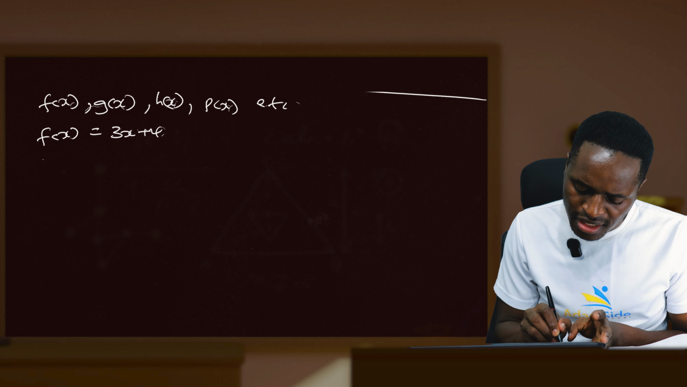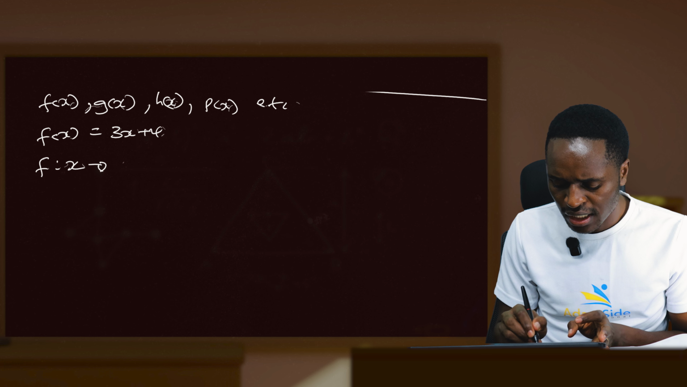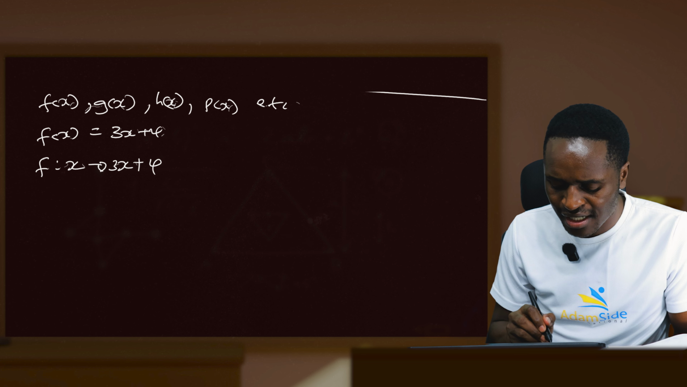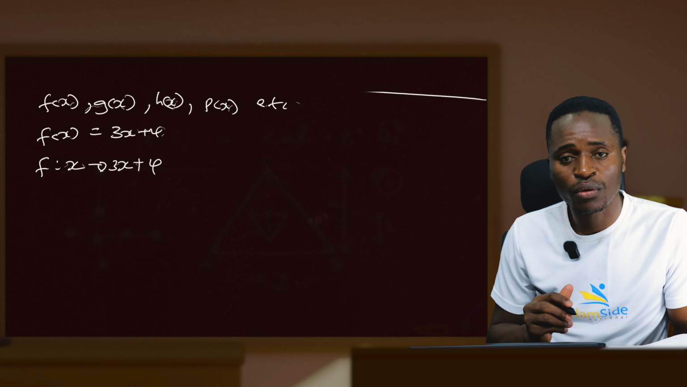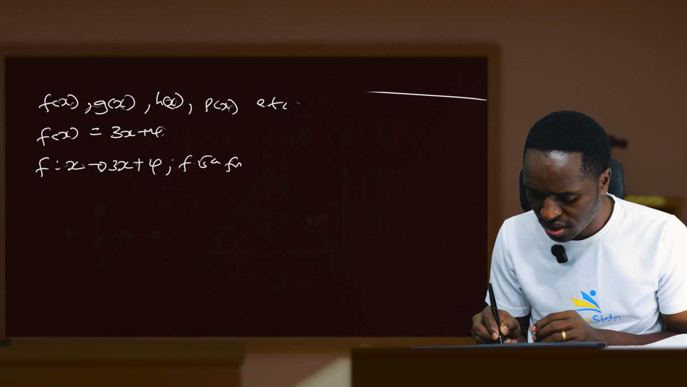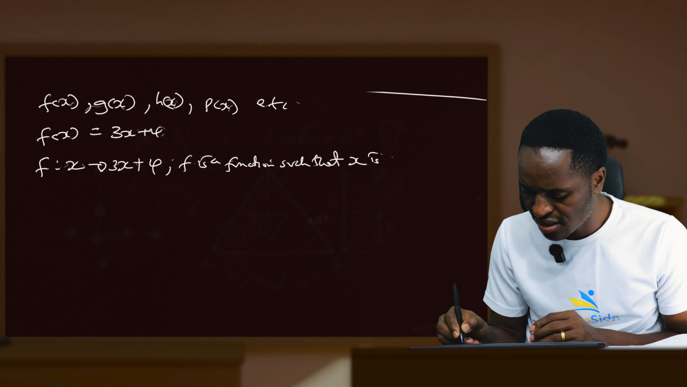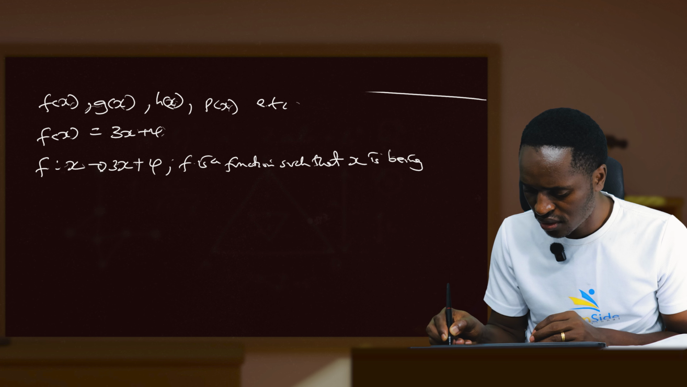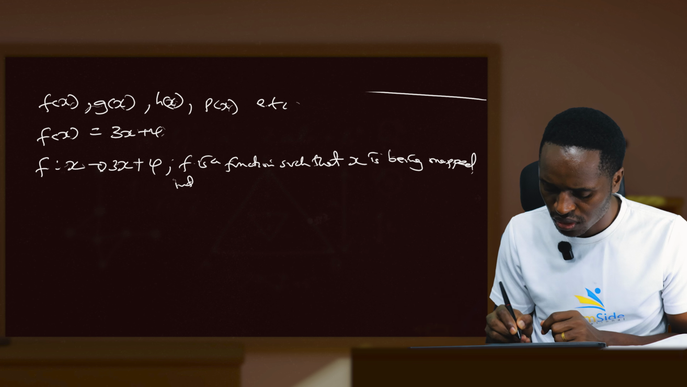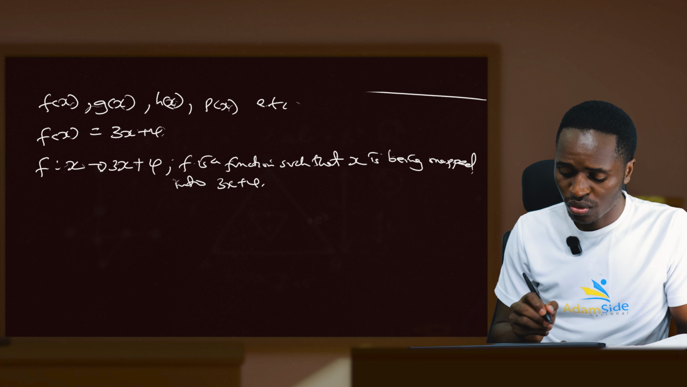Or it can be represented as f is a function such that x is being mapped into 3x plus 4. So you can see this is how we also say f is a function such that x is being mapped into 3x plus 4. This is also how a function is read. So it can be represented this way.